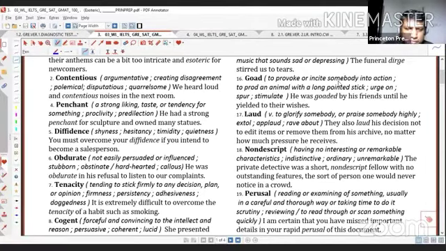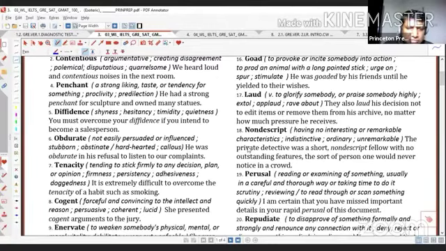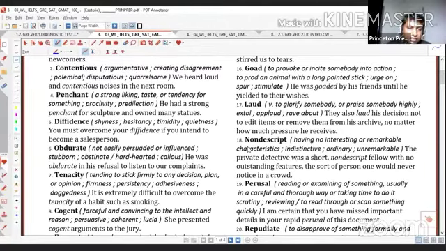What about diffidence? Diffidence is the opposite of confidence. That's shyness, hesitancy, timidity, and quietness. You must overcome your diffidence if you intend to become a salesperson.